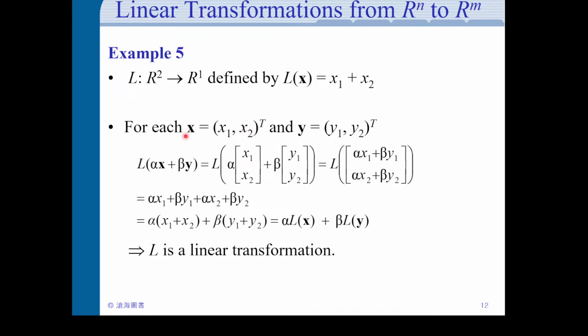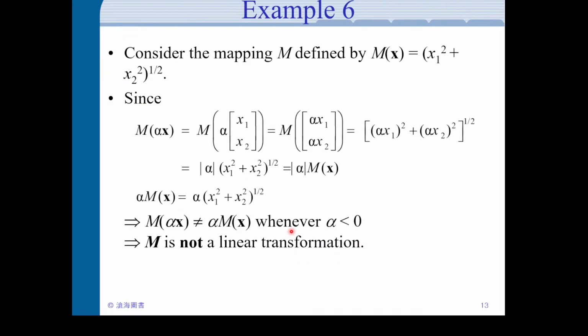You can check that L of alpha x plus beta y is just adding together all the alpha x plus beta y, and that equals alpha L(x) plus beta L(y). It's also a linear operation. And finally, we see something that's not linear. If we define some mapping N of x equal to the square root of x1 squared plus x2 squared, this is taking the length of your R2 vector, and it turns out that it's not linear.